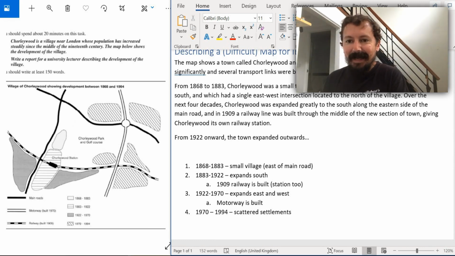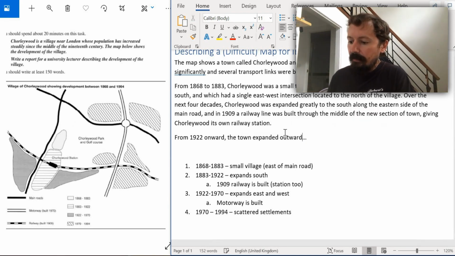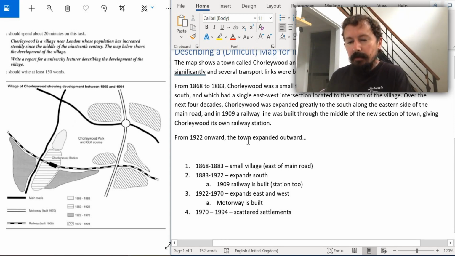So let's go back to that point again. I've said from 1922 onwards, so we're looking at the next section of time. But I just said there the town expanded outwards. Well, let's have these in the same form. The town expanded outward. I have used the passive voice previously, the town was expanded, and I can use that here again as well. So I can say the active voice, the town expanded outwards, or was expanded outwards. Either of them is completely acceptable.